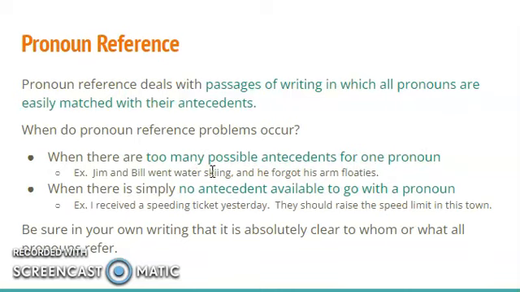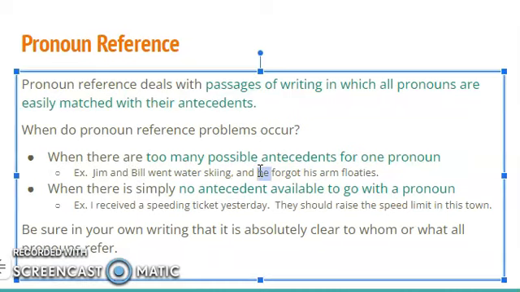Jim and Bill went water skiing and he forgot his arm floaties. So we don't know if he is referring to Jim or if he is referring to Bill. There's too many possible antecedents for that pronoun to go to. So we would have to change he to Bill to indicate that Bill is the one who is forgetting his arm floaties to have better understanding. Okay, so that would be one example of a pronoun reference error.